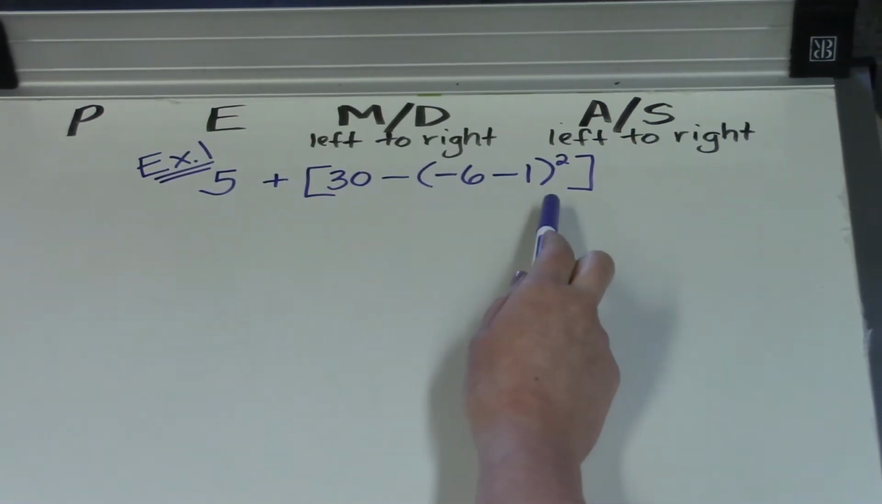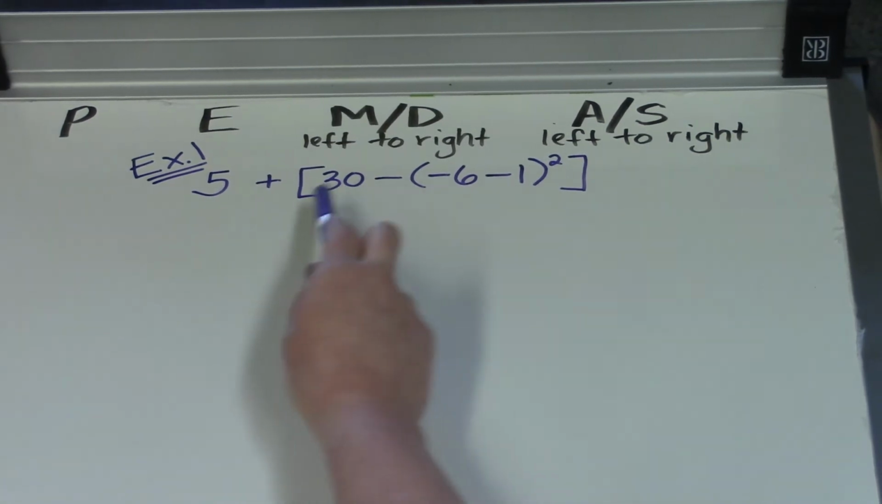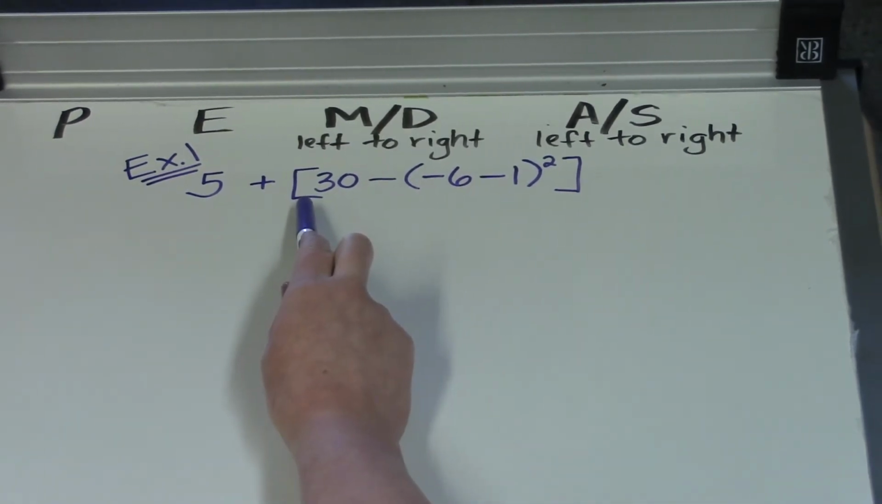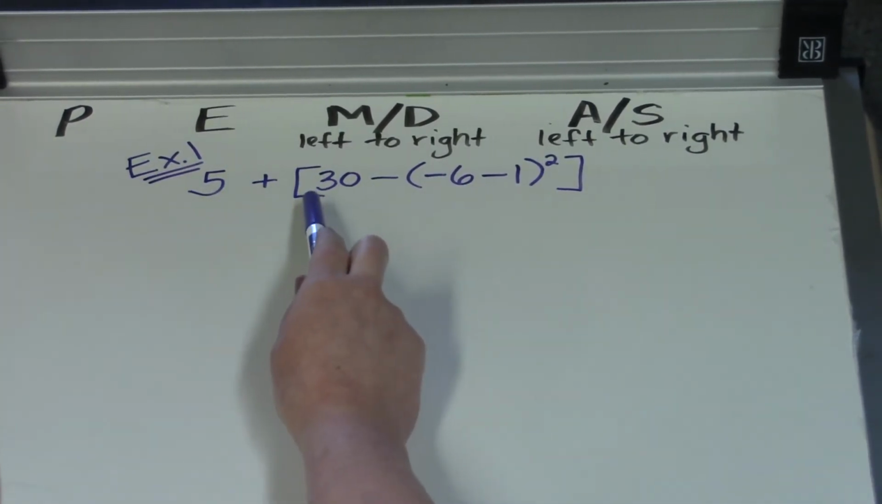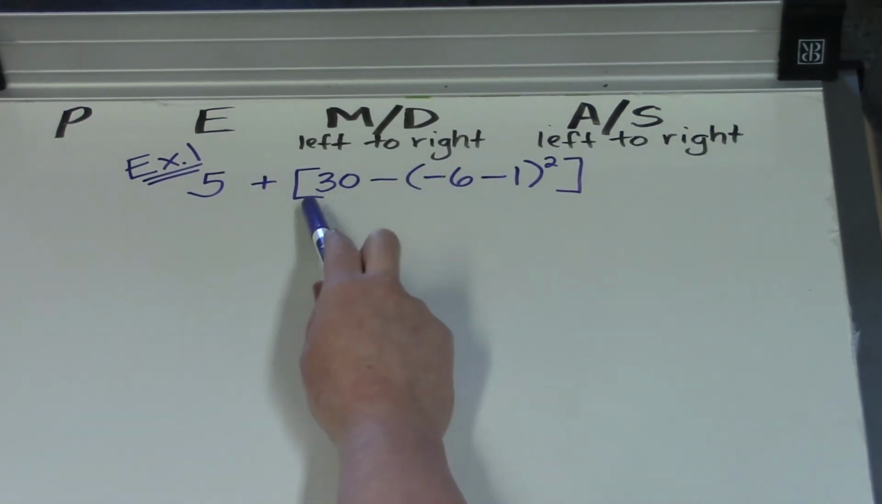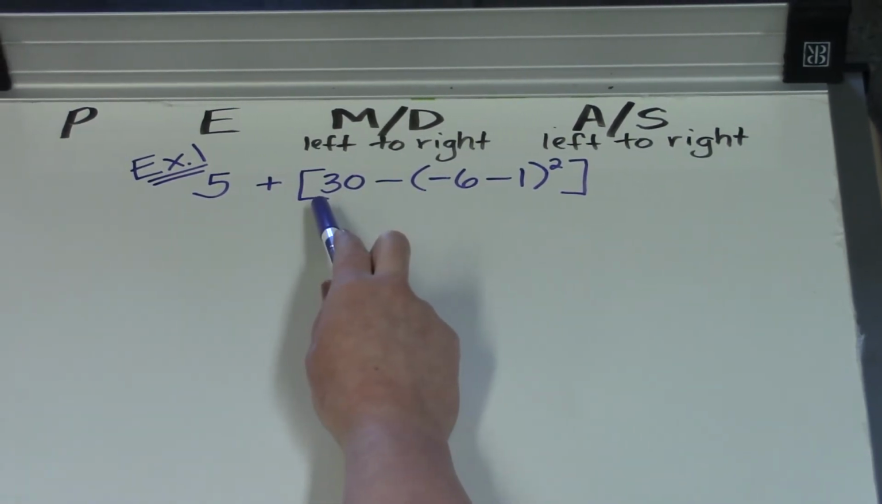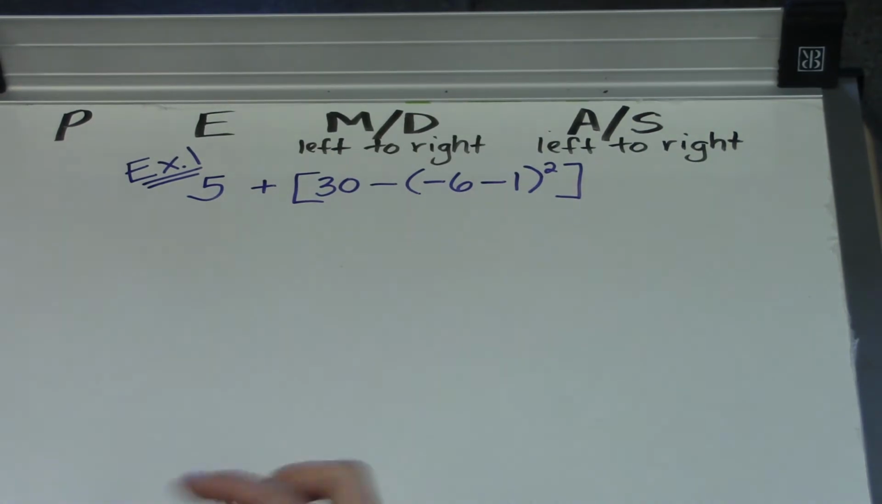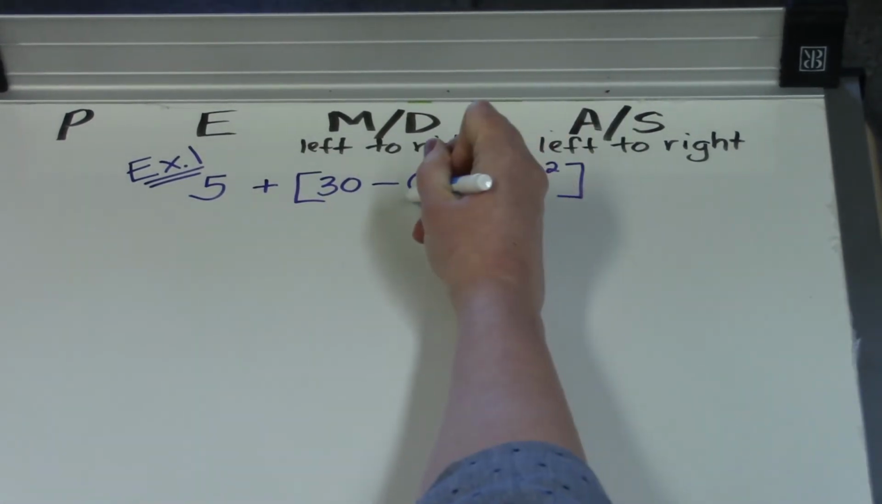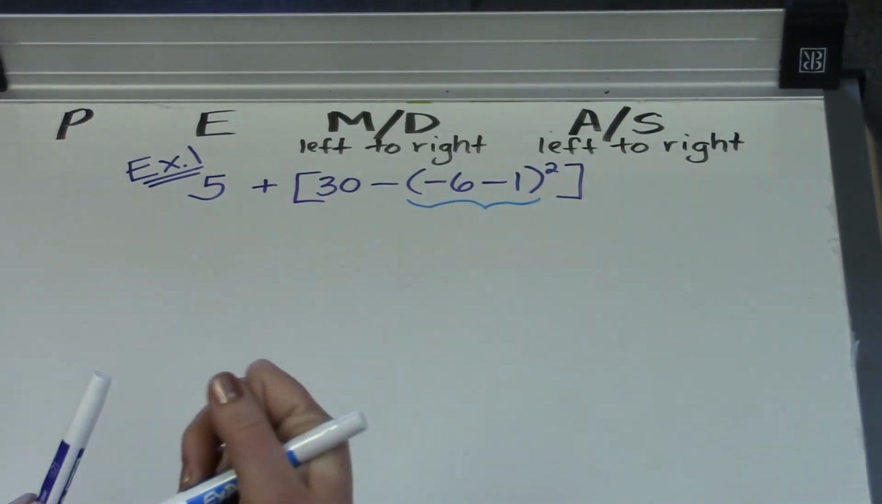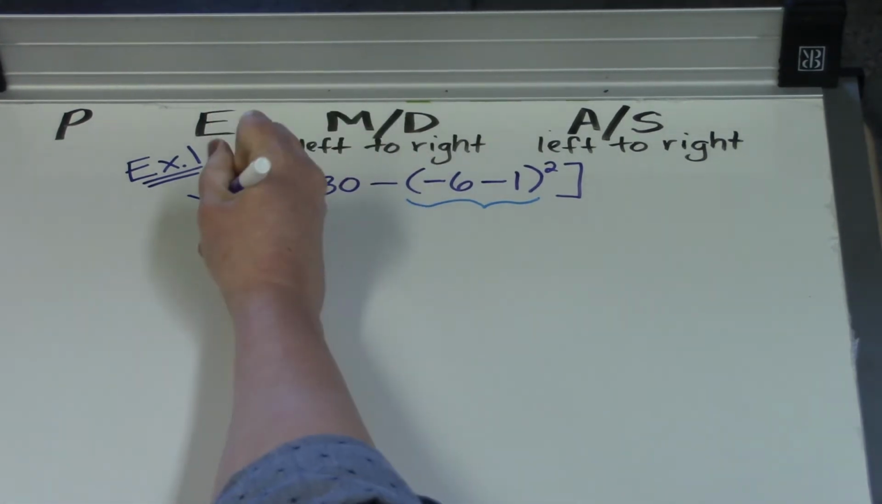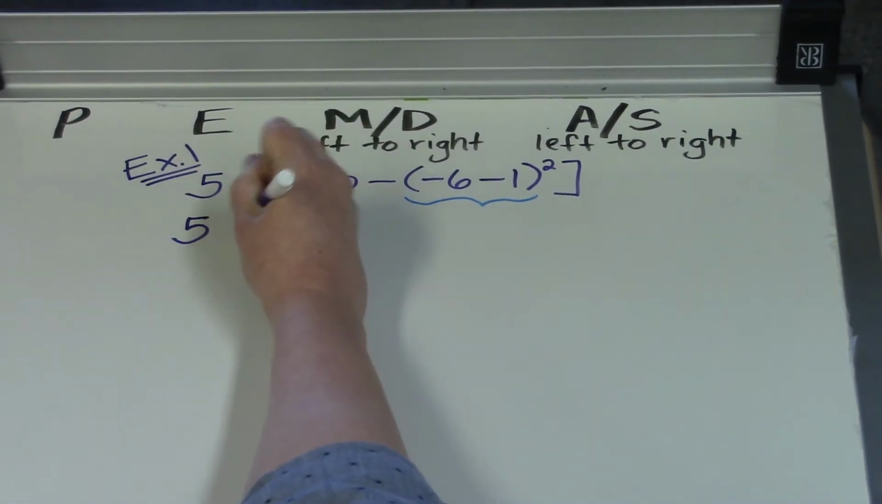So if we take a look at this problem, anytime that we have grouping symbols or parentheses, you always need to work from the inside out if you have more than one set of parentheses. So for this particular problem, we need to start on the inside. Everything else in the expression is going to stay the same.